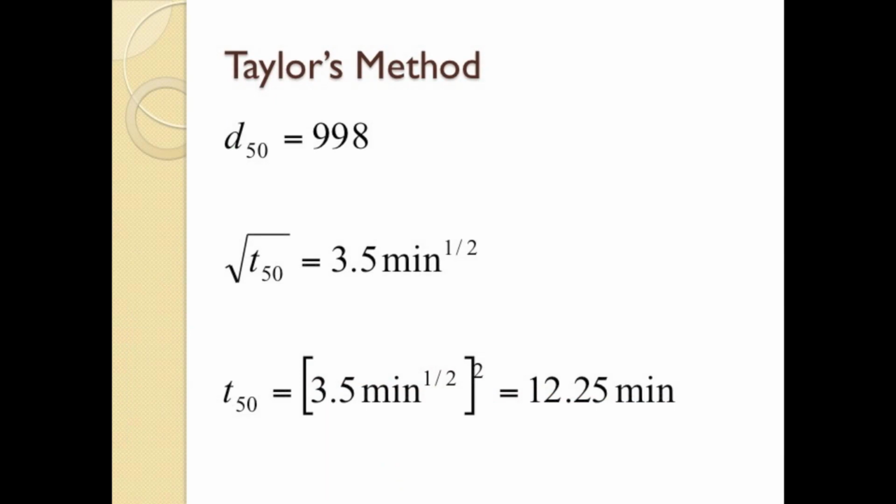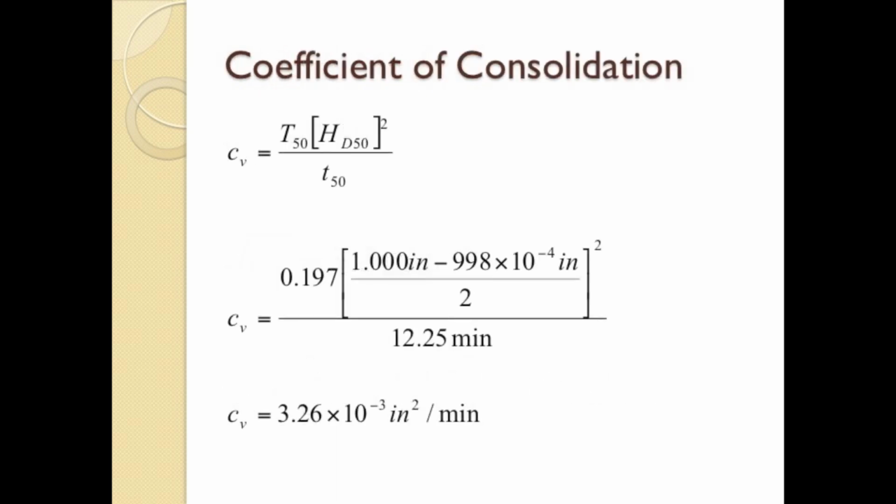With the square root of T50 from the previous plot, we simply square both sides of the equation to obtain T50 in units of minutes. By squaring 3.5 minutes to the 1/2, we see that T50 is equal to 12.25 minutes. With D50 and T50, we then calculate the coefficient of consolidation. Since the test drains in two directions, we divide the compressed sample thickness by 2. Recall that the time factor at a degree of consolidation of 50% is 0.197. After computation, the coefficient of consolidation comes to 3.26 times 10 to the minus 3 square inches per minute.